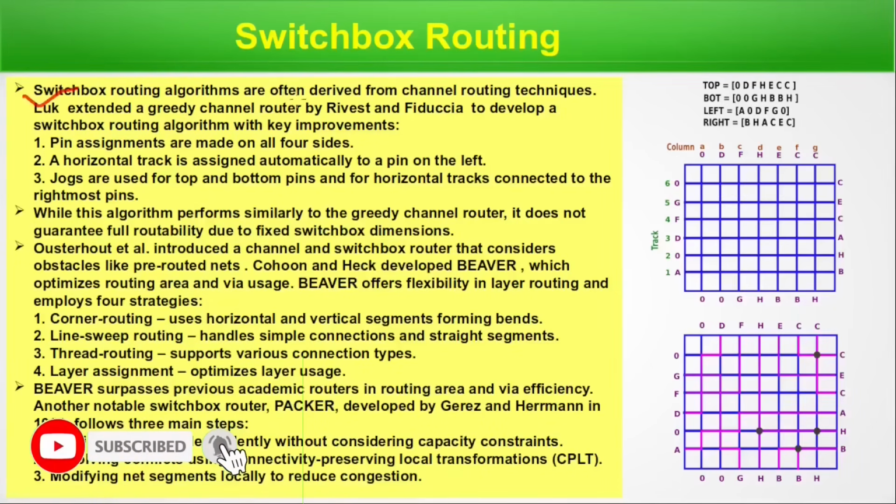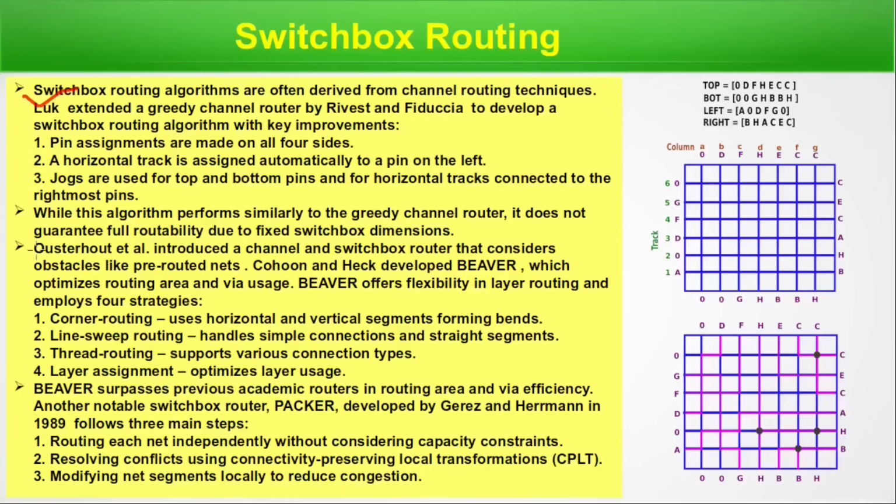Switchbox routing algorithms are often derived from channel routing techniques. Luk extended a greedy channel router by Rivest and Fiduccia to develop a switchbox routing algorithm with key improvements: pin assignments are made on all 4 sides. A horizontal track is assigned automatically to a pin on the left. Jogs are used for top and bottom pins for horizontal tracks connected to the rightmost pin. While this algorithm performs similarly to the greedy channel router, it does not guarantee full routability due to the fixed switchbox dimension.